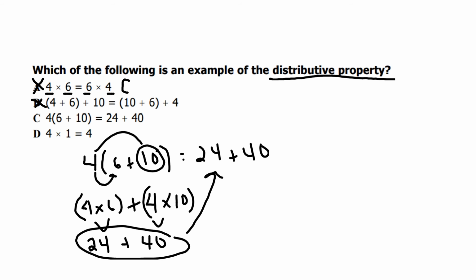But let's look at the last one just to make sure. Okay, so the last one says 4 times 1 equals 4. That's an example of the identity property, so I know I've got the right answer. C is an example of the distributive property.